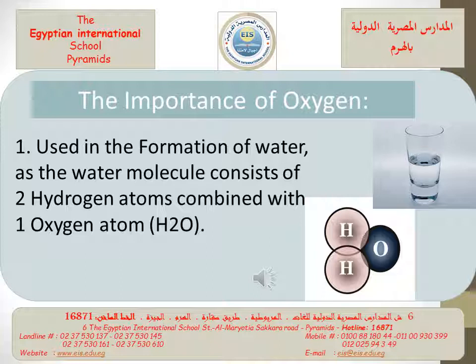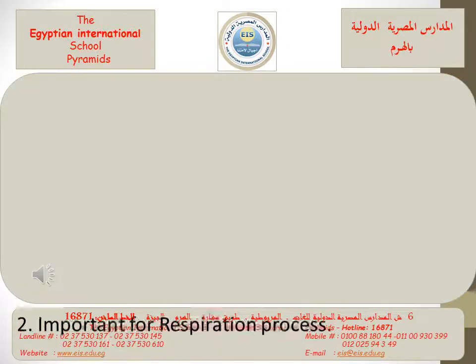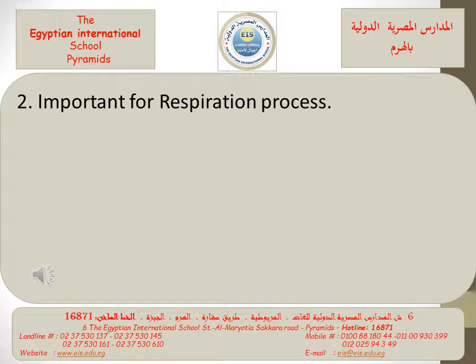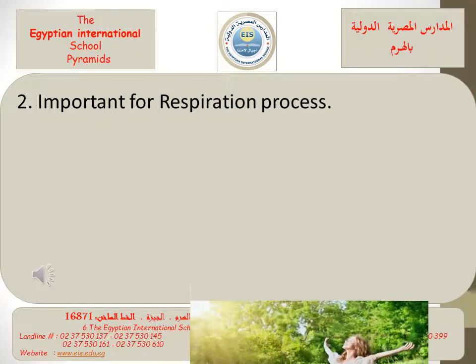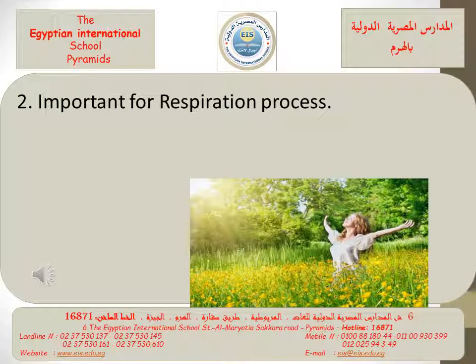Again, oxygen is used in the formation of water as the water molecule consists of two hydrogen atoms combined with one oxygen atom as you see in the picture. So I can write the water molecule as H2O. Number 2, oxygen is important for respiration process because as we know we inhale oxygen and exhale carbon dioxide.